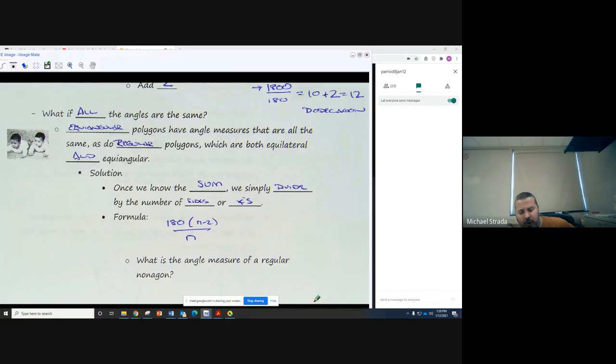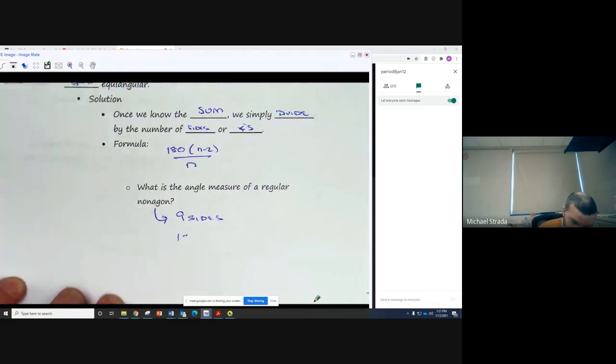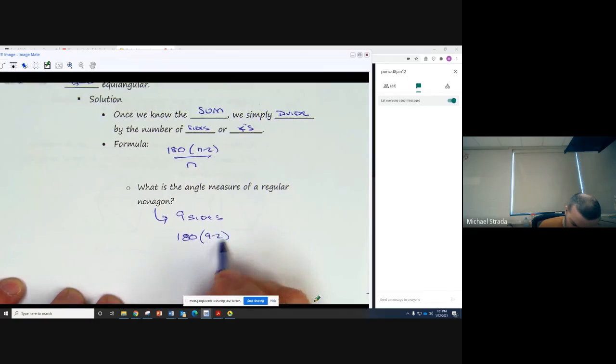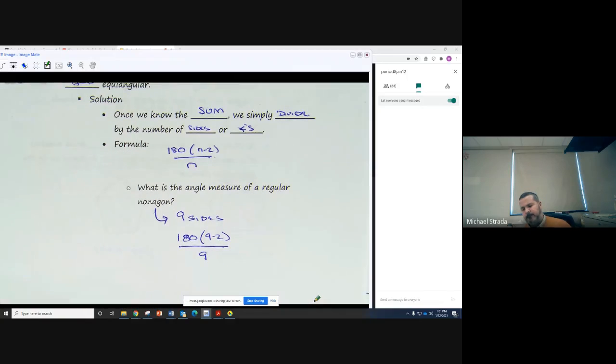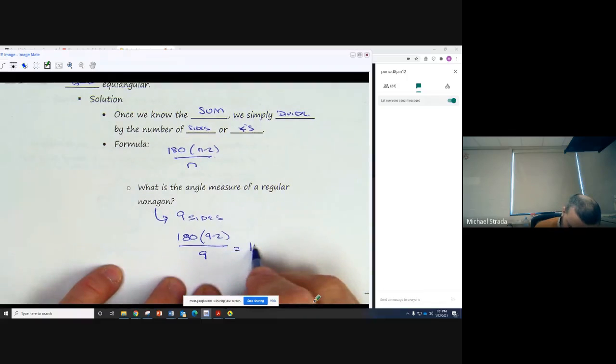All right, we're going to show you how to problem solve with this, and if you choose to use that formula, certainly feel free to. However, we're going to give you an alternative way to look at that. All right, so if we're going to use that formula, what's the angle measure of a regular nonagon? A regular nonagon has 9 sides. So we're going to do 180 times 9 minus 2, divided by 9. That's all it is. We end up with 140 degrees.